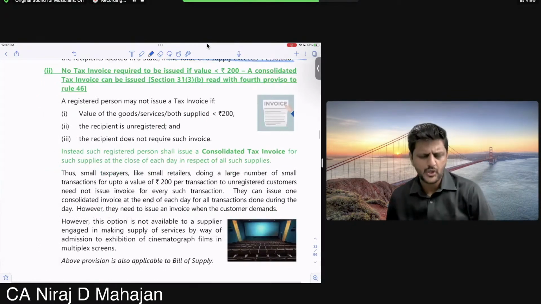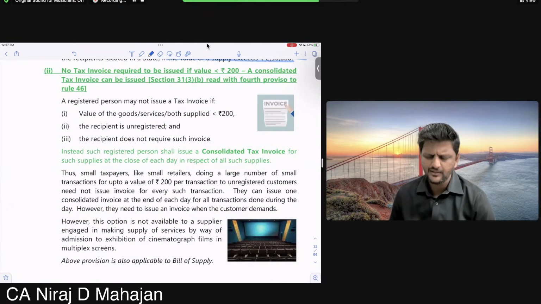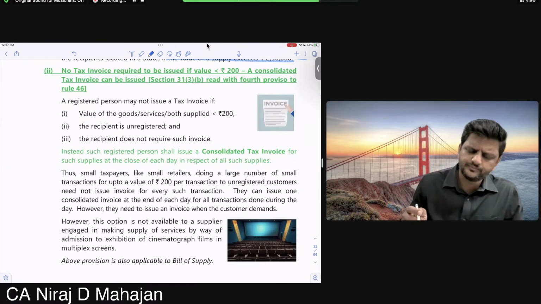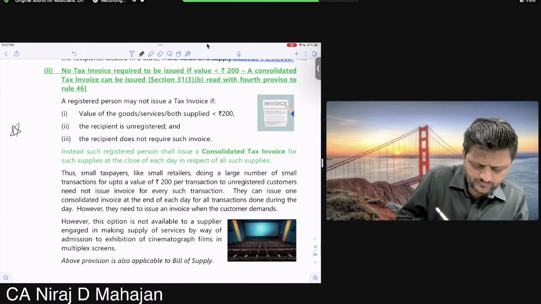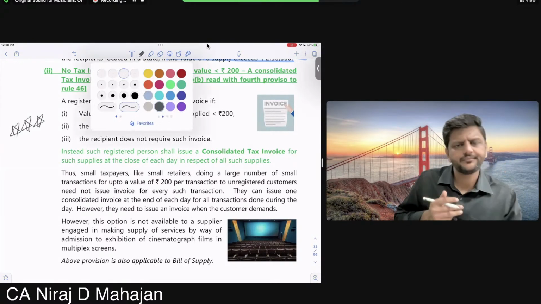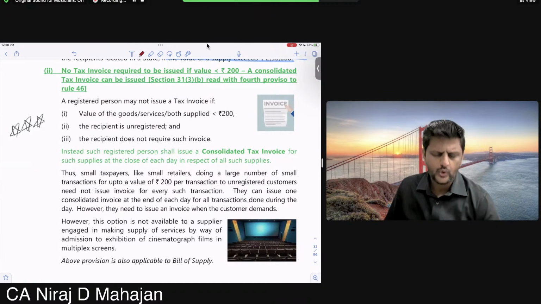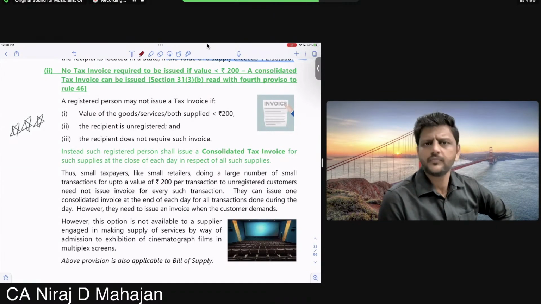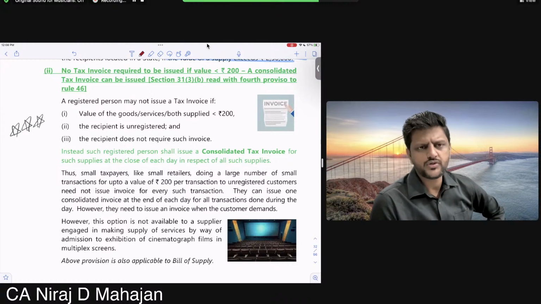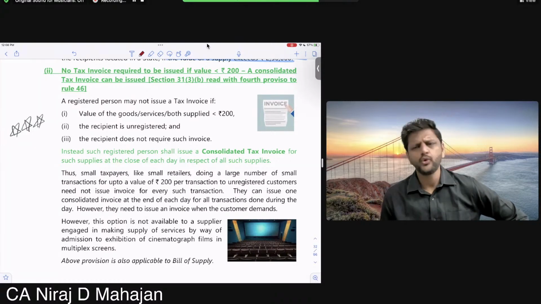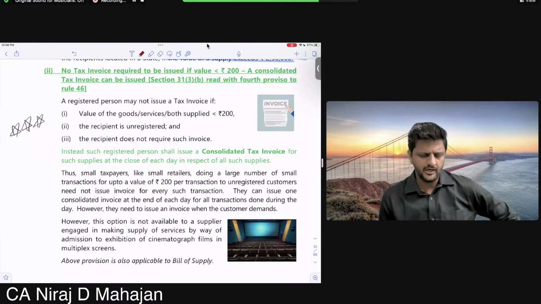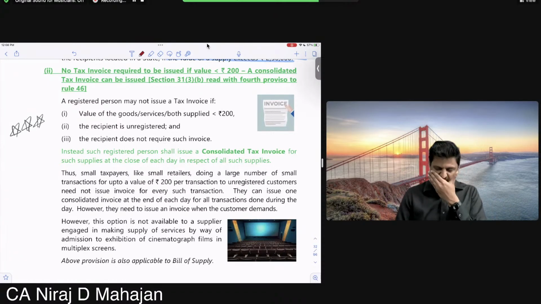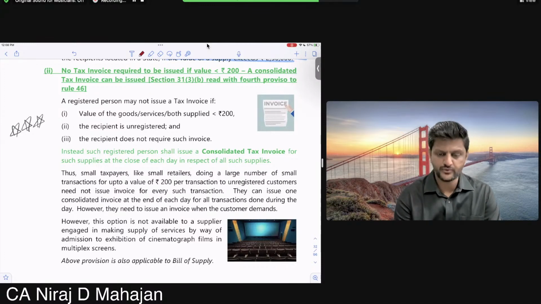No tax invoice is required to be issued if the value is less than 200. Important. Are we talking of revised tax invoice now? That story is done. We are coming into another concept. No tax invoice required if the value itself is less than 200. Okay, everybody? Or for that, a consolidated tax invoice can be issued.